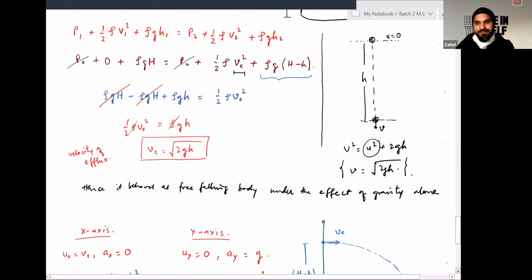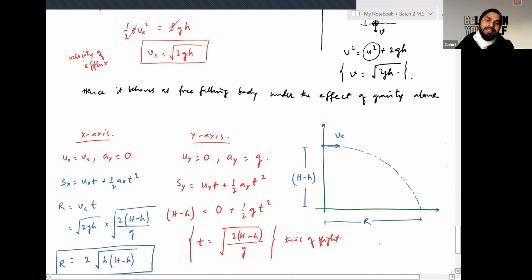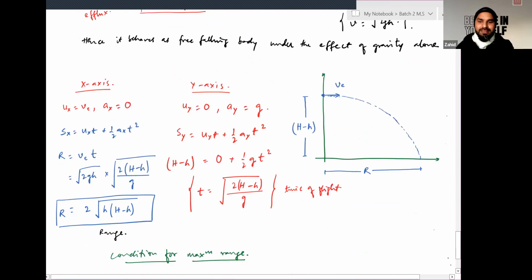Another point is at the bottom. If you take the hole at the bottom, the time of flight will be 0, so the range will also be 0 in that case.